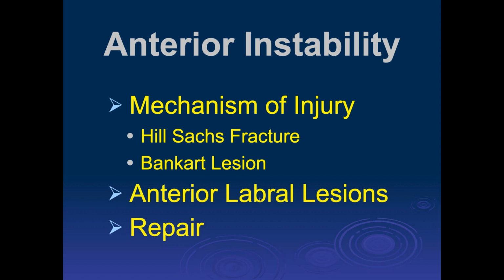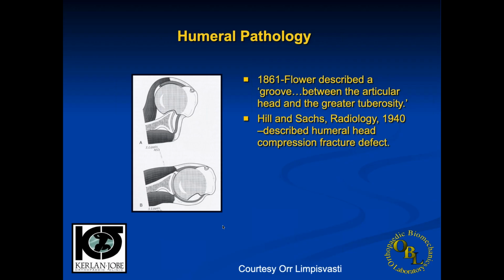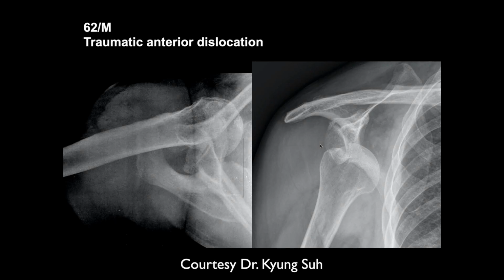And then this typically will cause a shearing injury of the anterior labrum, and then we'll talk about different repairs. So this is basically what happens. You have an anterior dislocation. The humeral head bangs against the anterior glenoid, producing the Hill-Sachs injury, and often a fracture of the anterior inferior glenoid as well. Hill-Sachs, in a paper back in 1940, described the humeral head compression fracture in the radiology literature.